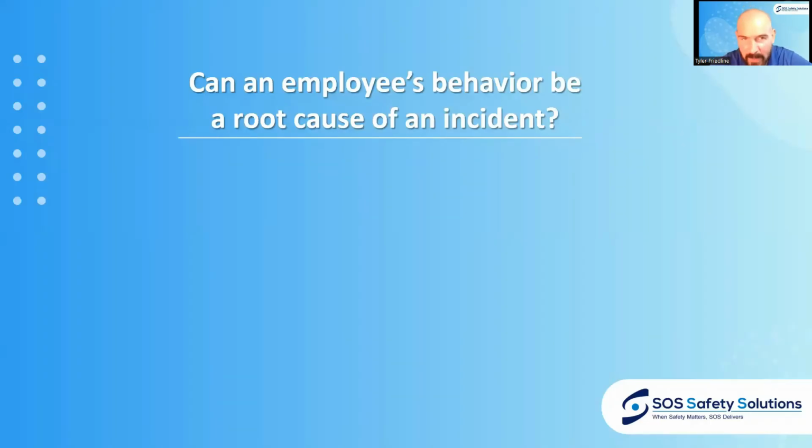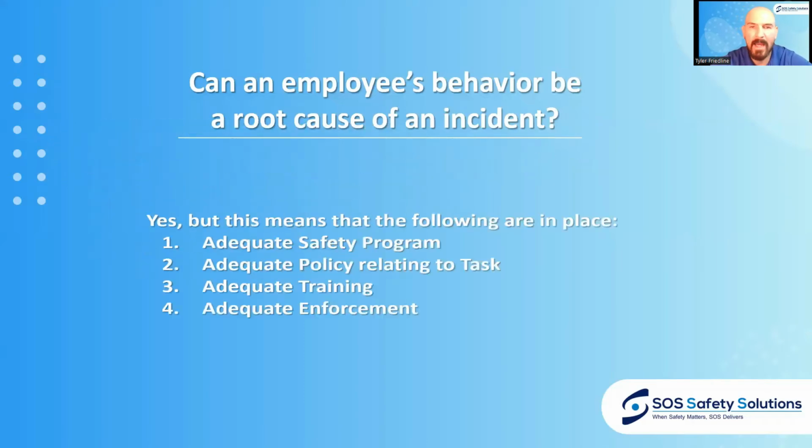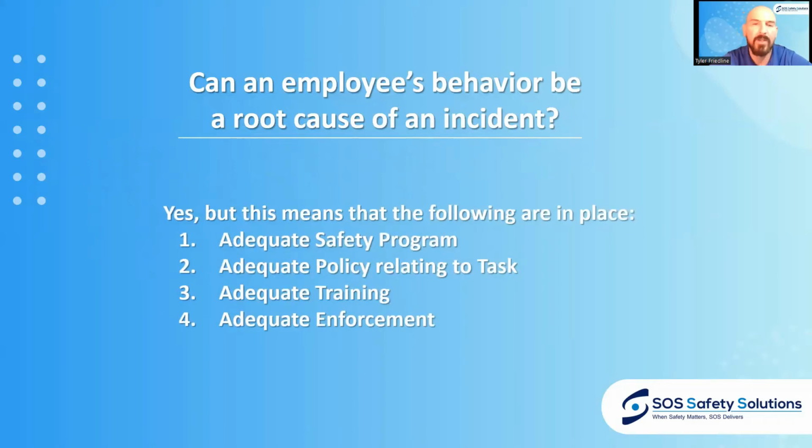So back to the employee's behavior. Can an employee's behavior be a root cause of an incident? Yes, it can. But it means that you have an adequate safety program in place. You have an adequate policy relating to the task they were performing. It means you have adequate training, and it means you have adequate enforcement. So usually 1 or 2 or 3 of these things are missing when an incident occurs. And that's why these are going to be your root causes instead of the employee's behavior.